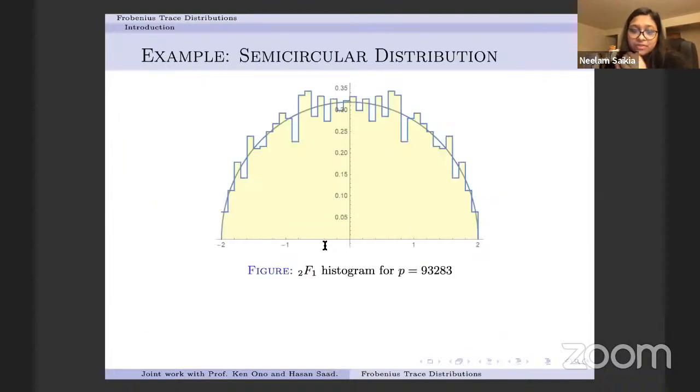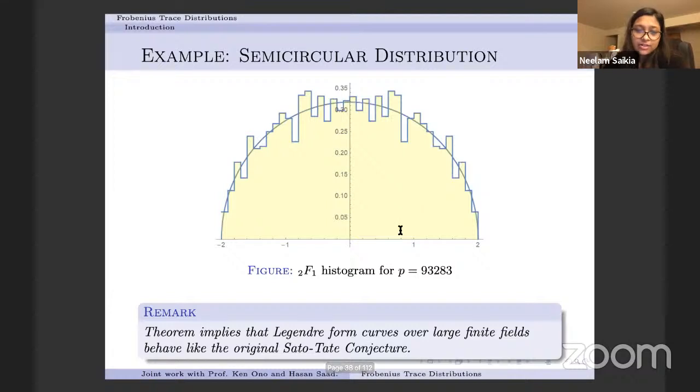So here we have the picture. If we consider the histogram of the 2F1 values for primes up to 93,283, then we obtain this kind of histogram, which is semicircular. So for the 2F1 case, the distribution is semicircular, which is analogous to the original Sato-Tate. We would like to make a remark here: the Legendre form of elliptic curves over large finite fields behaves like the original Sato-Tate that we had earlier by the work of Taylor and his collaborators.